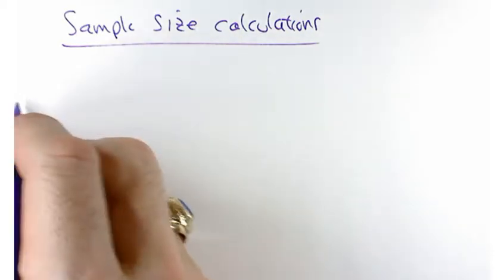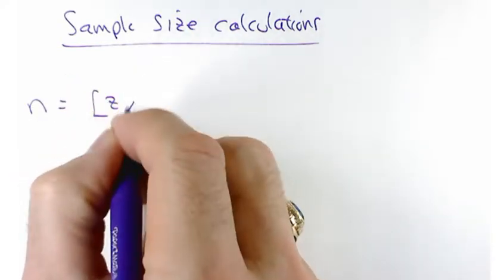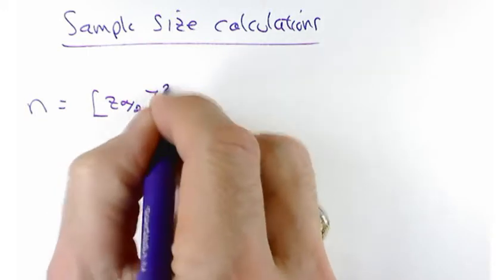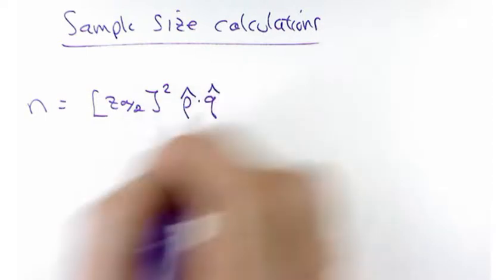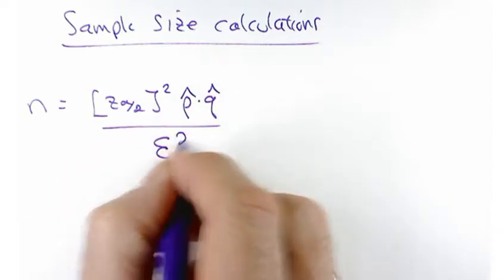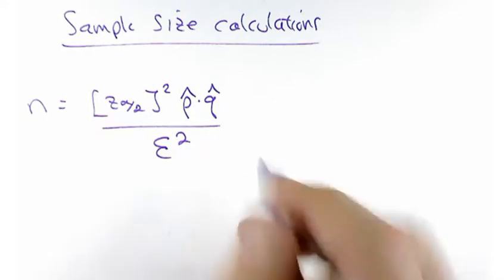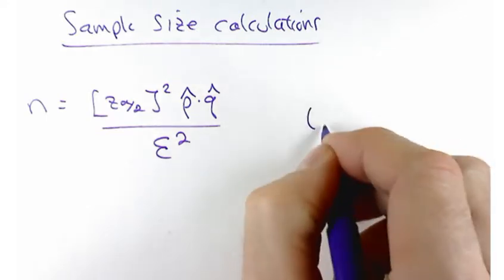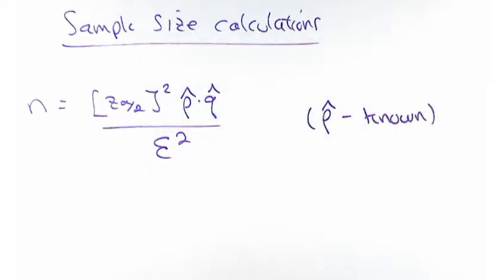So, one formula is n equals z sub alpha over 2 squared times p hat times q hat, over E squared. E is just how close you want to be. You want your sample estimate to be within 2%? Okay, that's going to be your E, 0.02. This assumes that p hat is known, an estimate of the population proportion based on maybe a previous study.